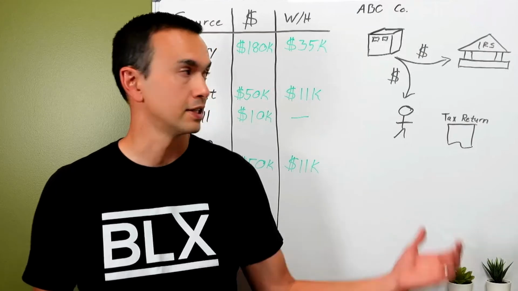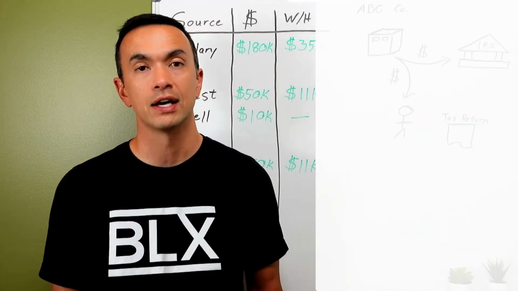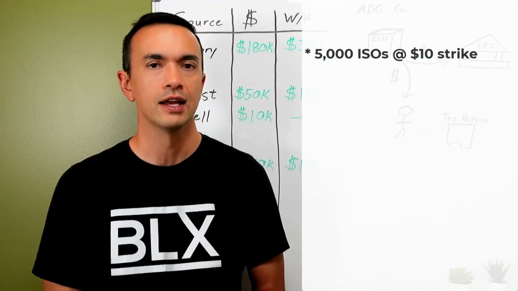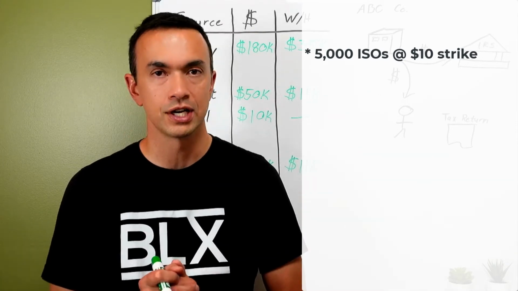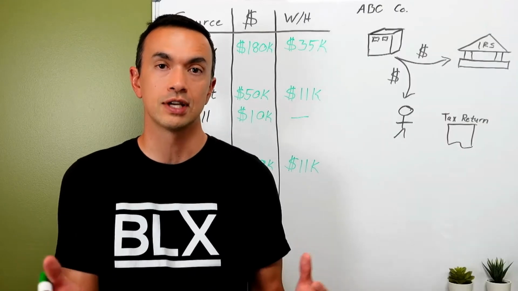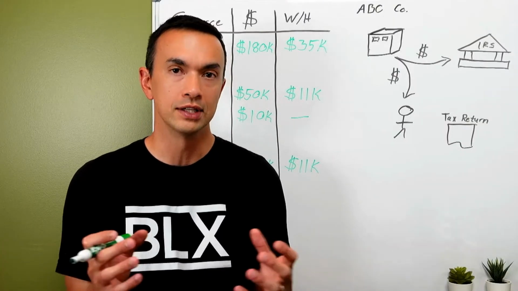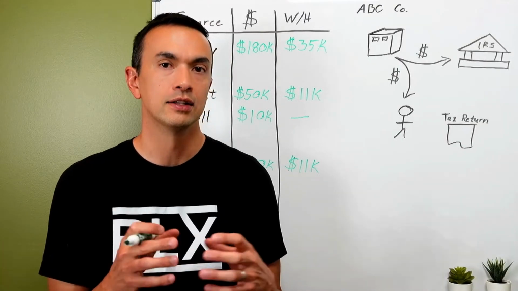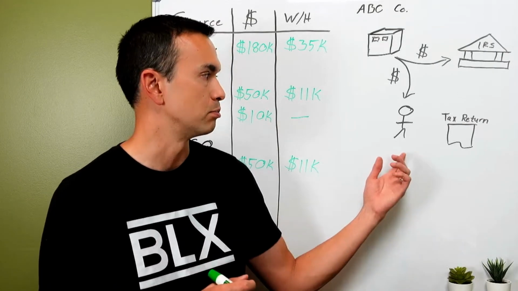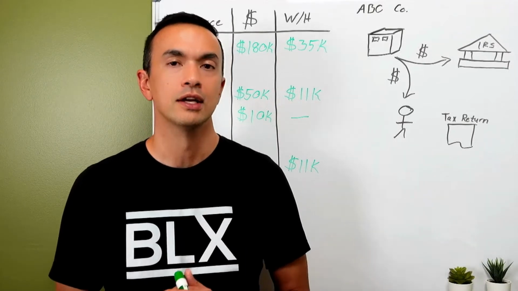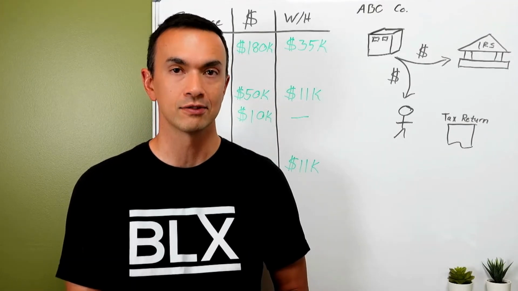Back to this example, let's say that this employee has 5,000 incentive stock options and that they have a $10 strike price. And so at $60 a share, they're wanting to try to exercise and hold as many of these ISOs as they can to get that preferential tax treatment, but also don't want to have to bring any money to the table. And so they do something called a cashless exercise.